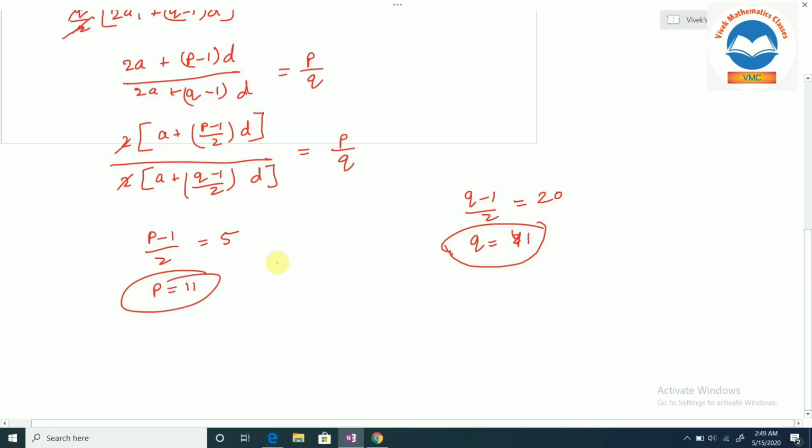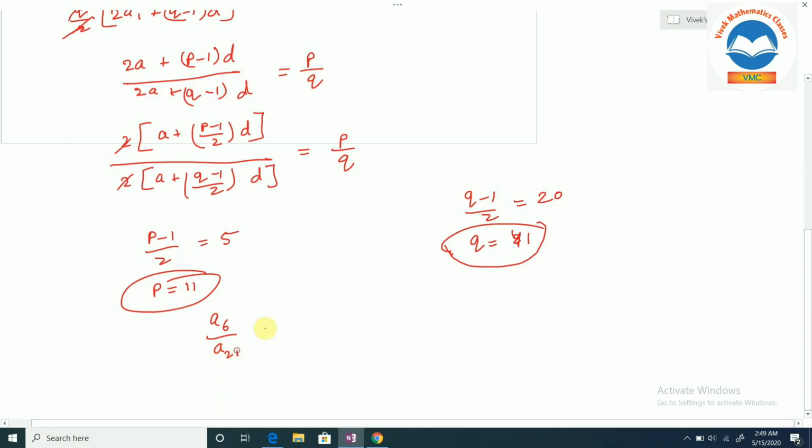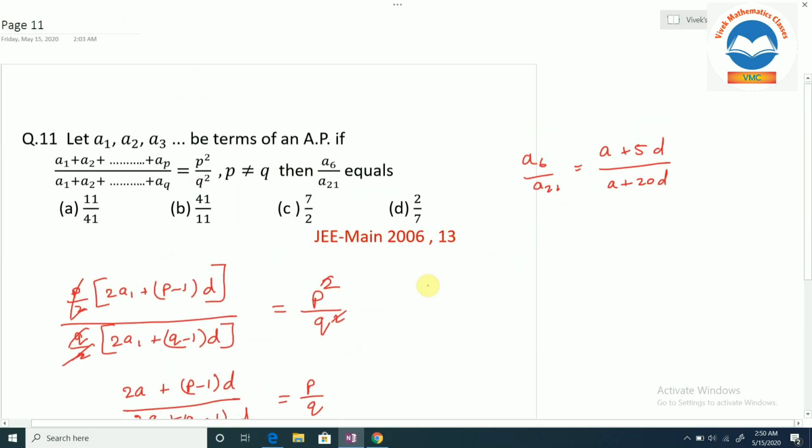Okay. So what are they asking? They are asking A6 divided by A21. This will be what? A plus 5D divided by A plus 20D. In this, in place of P you have to write 11, in place of Q you have to write 41. So this will be equal to 11 by 41. This will be your answer. A part.